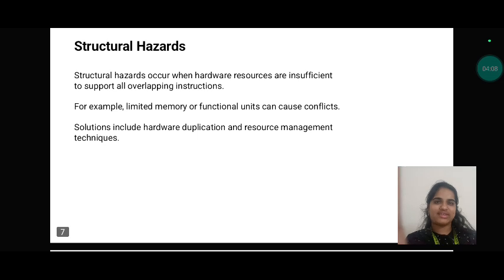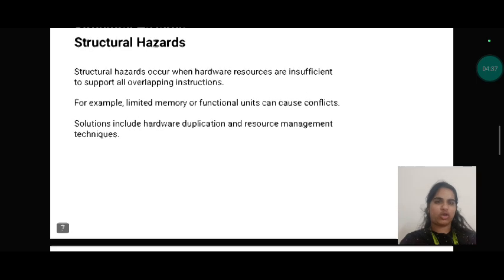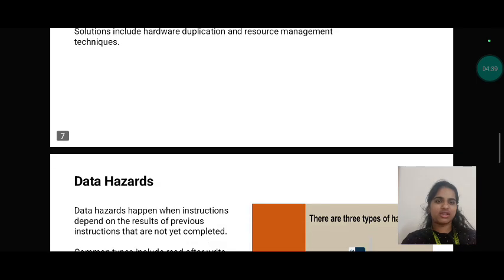Structural hazard. What is a structural hazard? A structural hazard occurs when hardware resources are insufficient to support overlapping instructions, for example, limited memory or functional units. This can cause conflicts. The solutions include hardware duplication and resource management techniques.